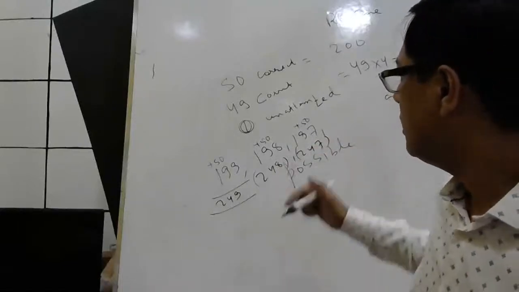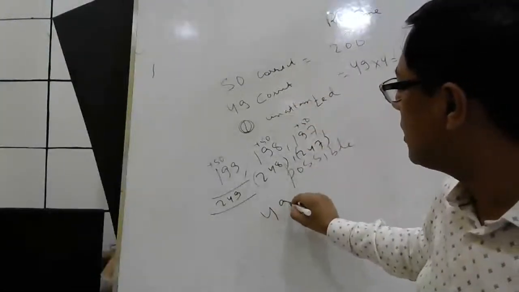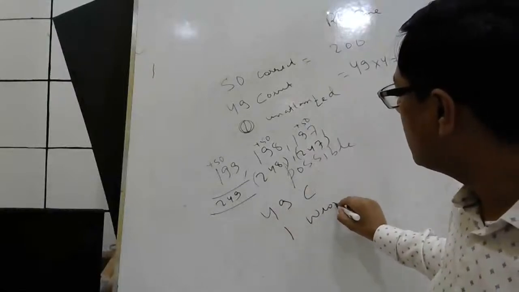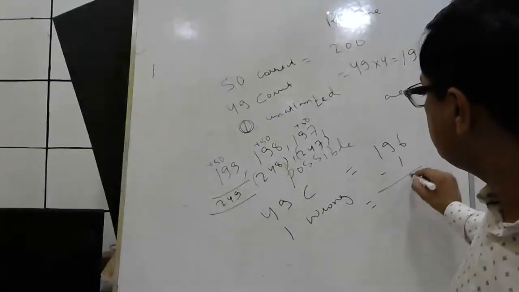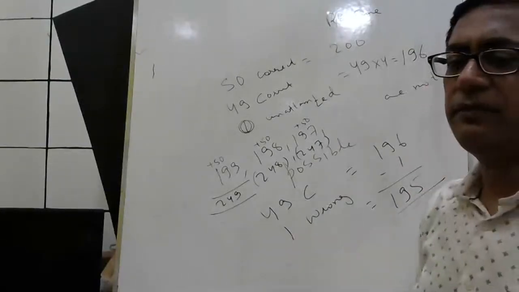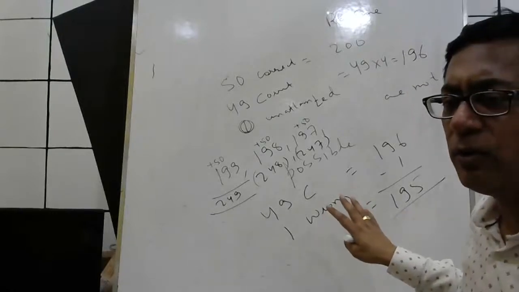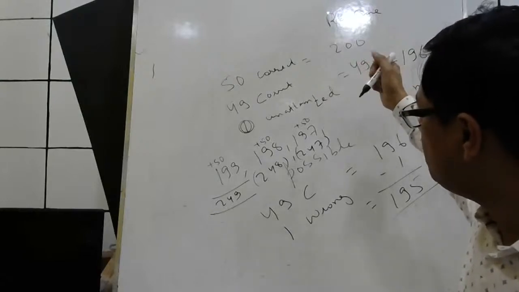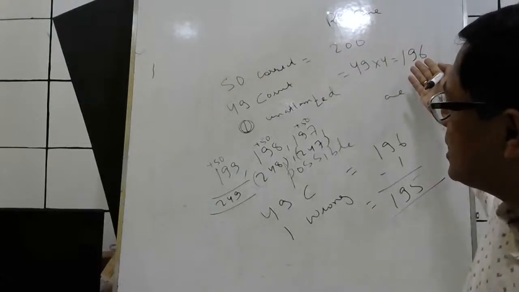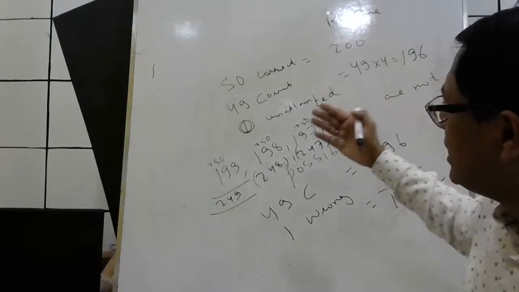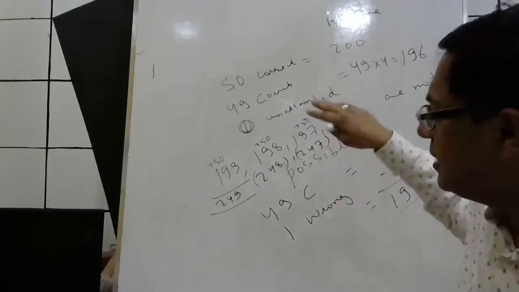Now we are going to move ahead with 49 correct and 1 wrong. So how much is possible? 196 minus 1, 195. Right? So therefore, with 50 correct, 200 is possible. With 49 correct, 196 is possible. With 49 correct and 1 wrong, 195 is possible. Right? Let's go down now.